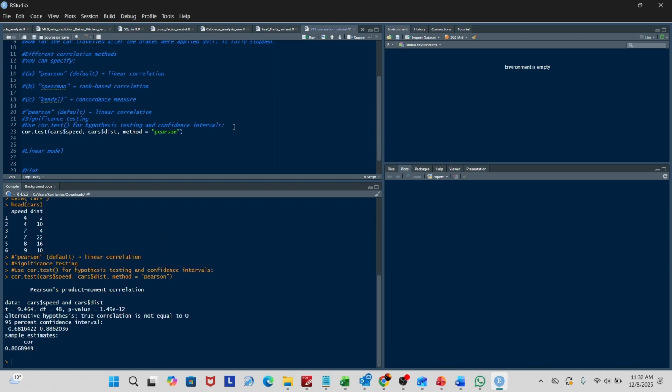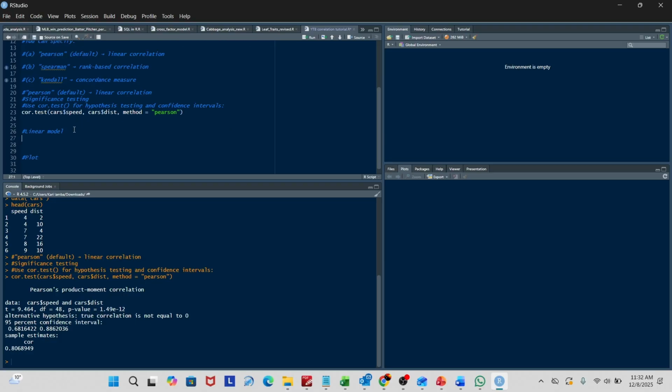And then if we run it, it gives us the t value, the degrees of freedom, which is 48, t value 9.464. The p value is very, very small, which is much lower than 0.001. And it also gives us the confidence interval 0.68 and 0.89, and the correlation coefficient of 0.8. It's also important to know that the correlation is positive. If there is a negative correlation, then there'll be a negative sign. So in our case, this is a strong positive correlation.